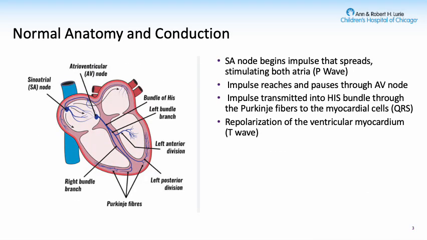Before we start, I like to just review the normal anatomy and conduction of the heart. You all know this, but electricity begins in the sinoatrial node, and that impulse spreads, creating the P wave on the electrocardiogram through both atria. It reaches the AV node, which is, as far as we understand it, a right atrial structure, and then that impulse is transmitted into the His bundle and through the Purkinje system. And then following depolarization of the ventricle, there's repolarization of the ventricular myocardium.